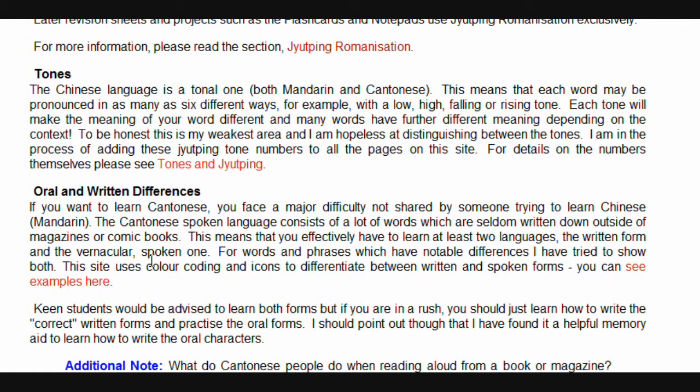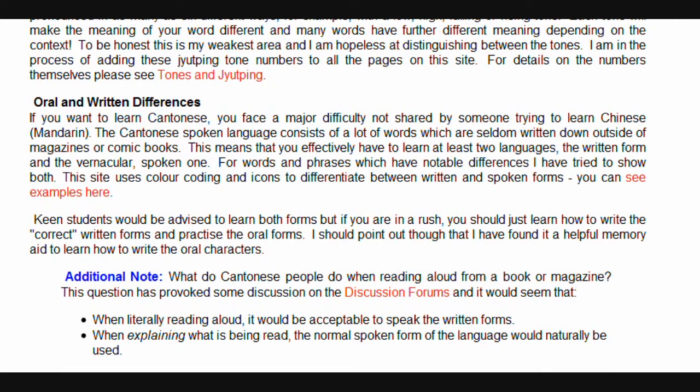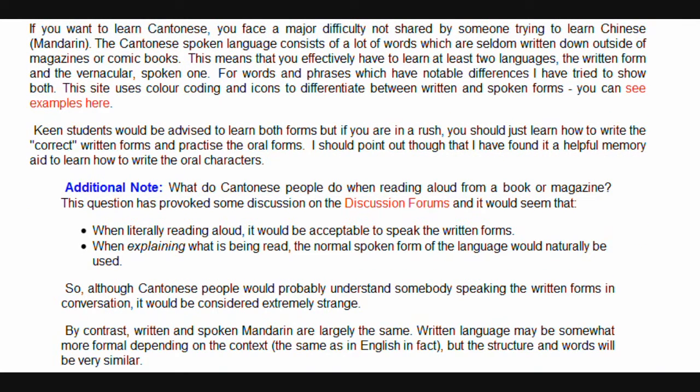Keen students would be advised to learn both forms, but if you're in a rush, you should just learn how to write the correct written forms and practice the oral forms. I should point out, though, that I have found it a helpful memory aid to learn how to write the oral characters. Additional note, what do Cantonese people do when reading aloud from a book or magazine?